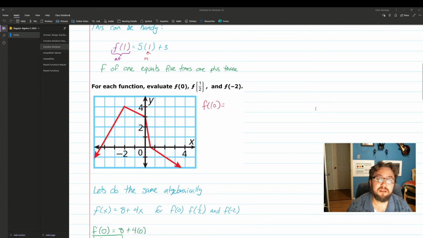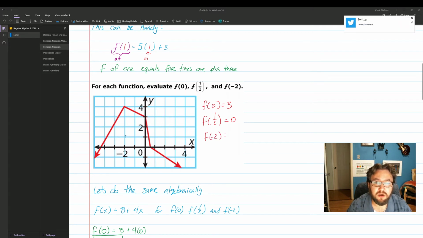f of 0 would be the y value where x is 0. So here's x equals 0. Our function value is 3. Let's take a look at f of 1/2. Where the x value is 1/2, the y value is 0. And lastly, f of -2. Where our x value is -2, our y value looks to be 4.